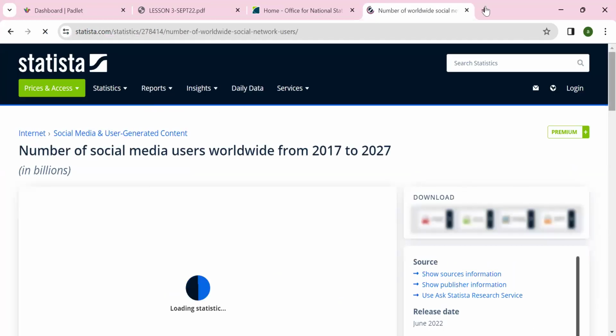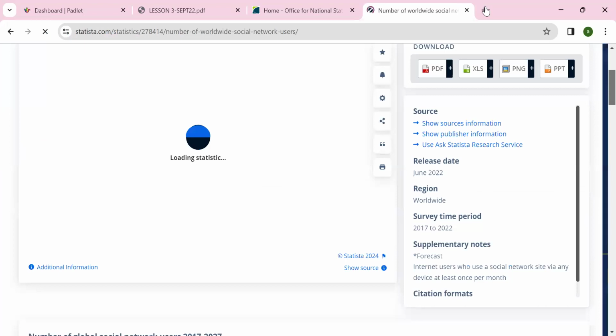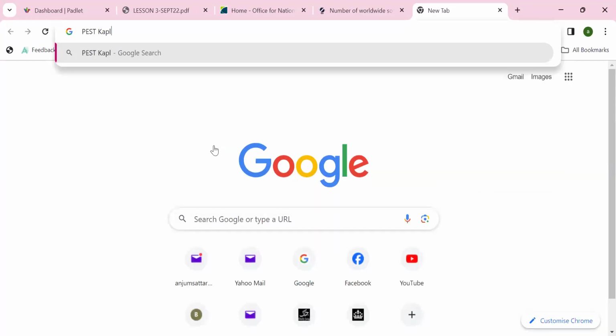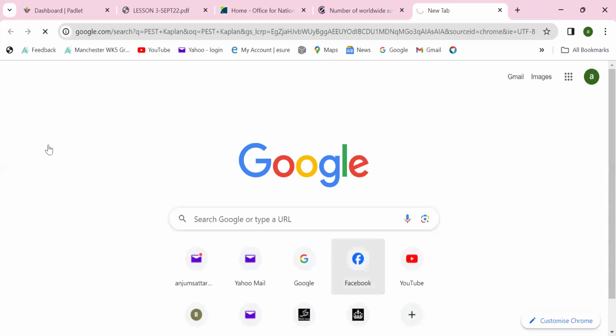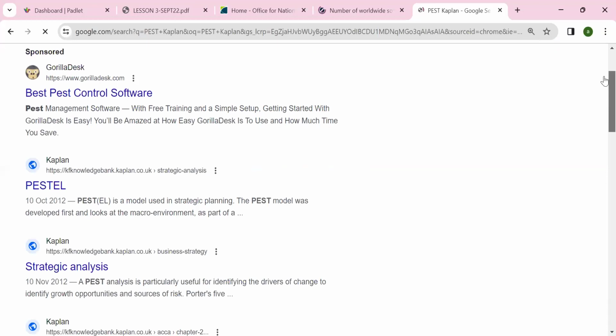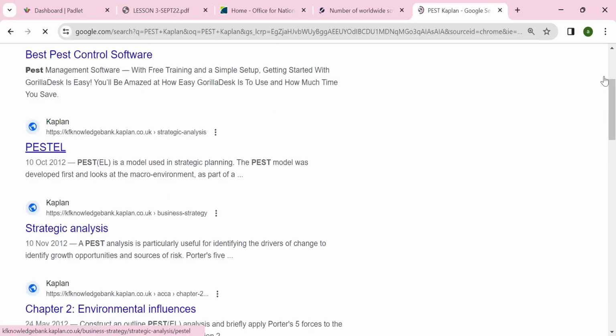We can look at these graphs on the website. Kaplan is a publisher, and you can use its resources. You will see Kaplan Knowledge Bank, strategic analysis, environmental influence. These are all good chapters of books published by Kaplan, in the Knowledge Bank they have created, and it's good to go through them.